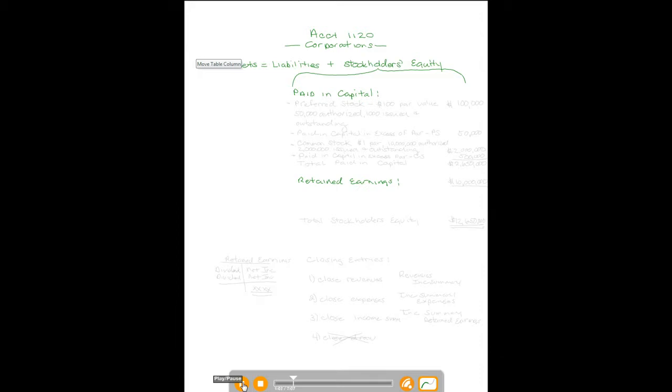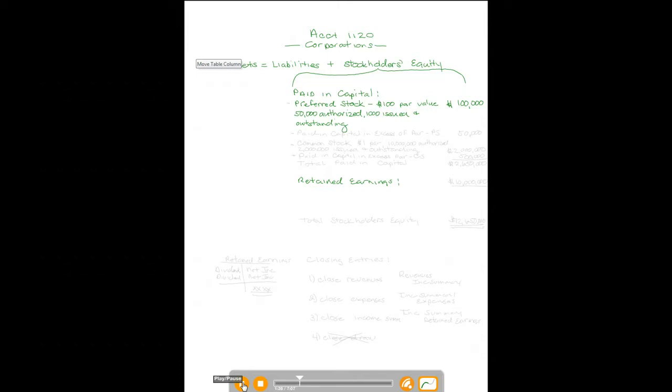Let's assume I have two kinds of stock, both preferred and common. I have preferred stock, and it's shown first. This part of the balance sheet is shown in order of non-permanence, and preferred stock can come and go. Common stock must stay, so preferred stock is generally shown first.